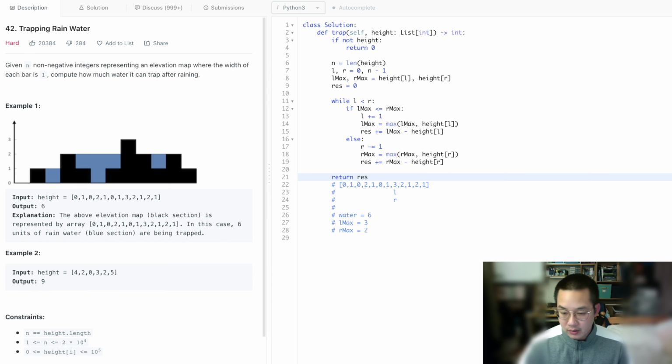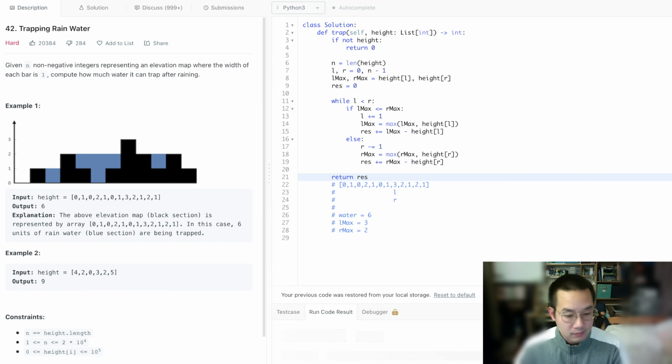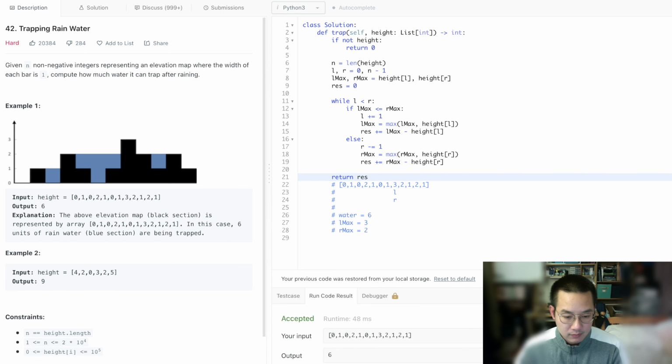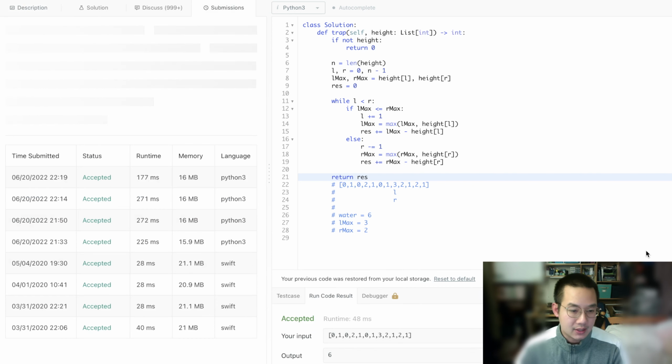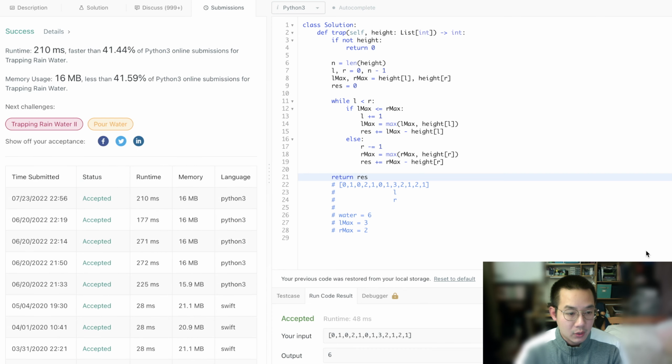Let's run the code. All right, looking good, and let's submit. Okay, not too bad. That's trapping rainwater. Yeah, that was pretty fun.